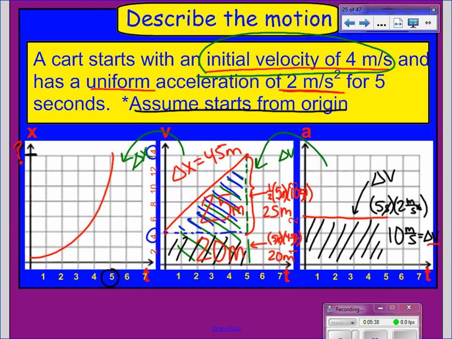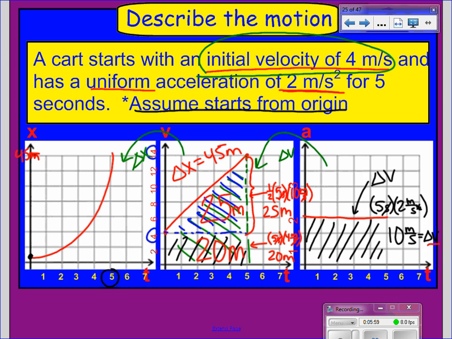Now remember, that's just delta x, or how the position changed. But remember, our object, we assumed, started at the origin. So if the object started at the origin, which is 0, and the position changed by 45 meters, that means my final position on the y-axis must be 45 meters.